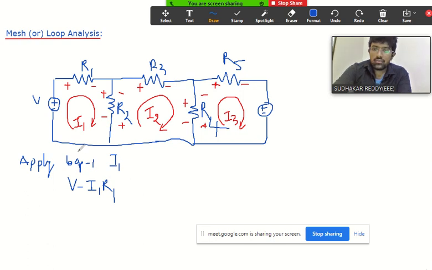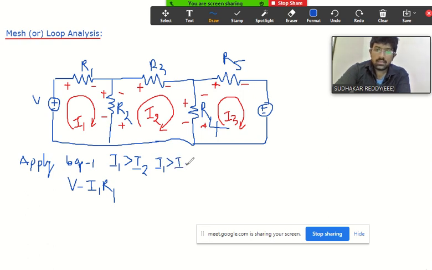First loop now. If you are writing KVL for the first loop, we need to assume the current I1 is more than I2, and similarly, the I1 current is also more than I3. It is very, very important. It is also an assumption only.